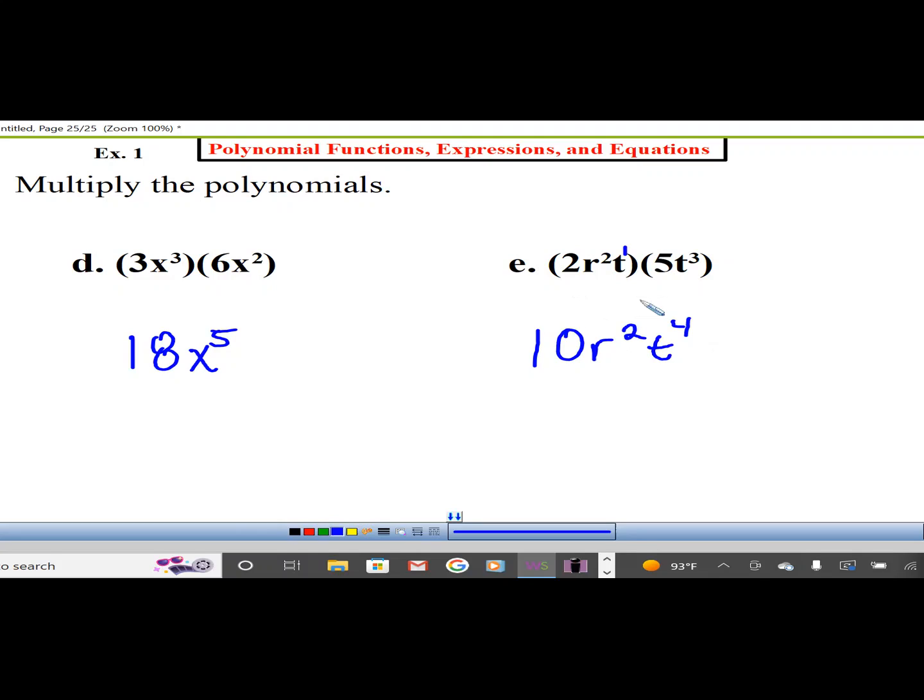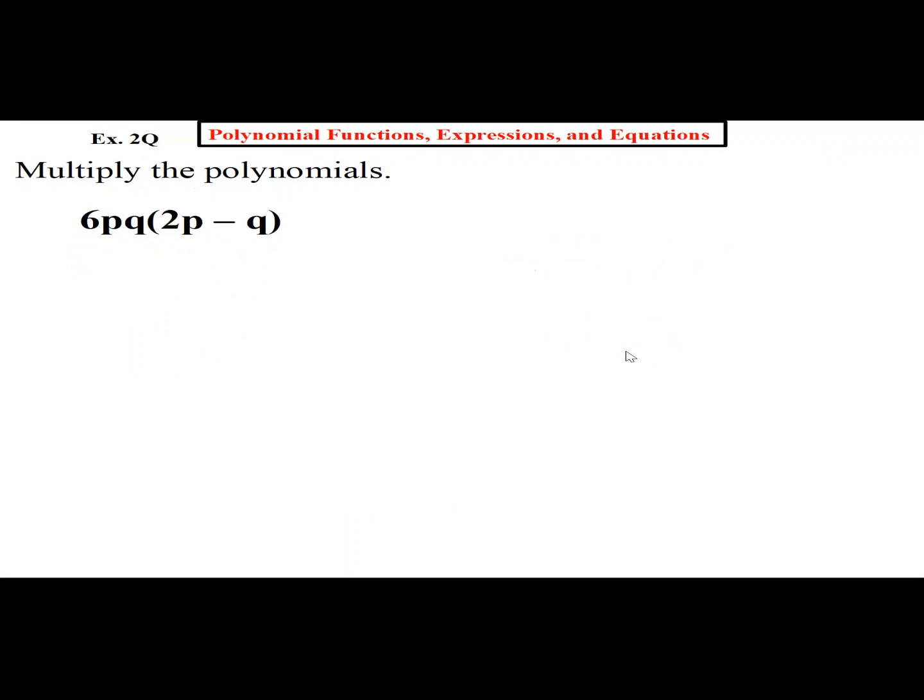All right. Shall we crank it up a little bit? Yes, Mr. Q. All right. Let's move on. Example 2. Copy that. We got 6pq times the quantity 2p minus q, close parentheses. And once again, stay focused. Please put away those cell phones. Thank you. Once again, 6pq times 2p minus q.